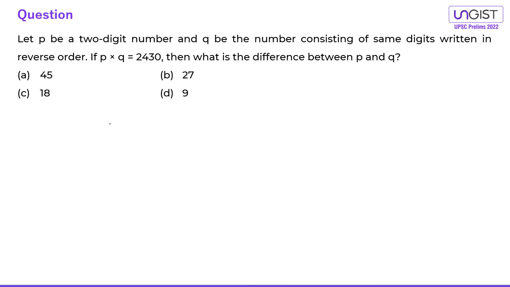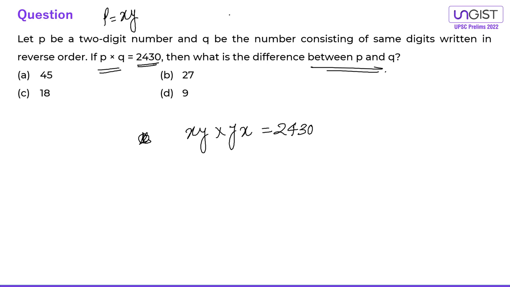Next question says, let P be a two-digit number and Q be the number consisting of the same digits written in the reverse order. If P into Q is 2430, then what is the difference between P and Q? All right. Everyone, first of all, this is xy into yx kind of number, and the product is 2430, right? They are saying P is a two-digit number, so let's say P is xy, and Q contains the same digits but in reverse manner. So Q will be yx. So P into Q, so xy into yx is 2430.